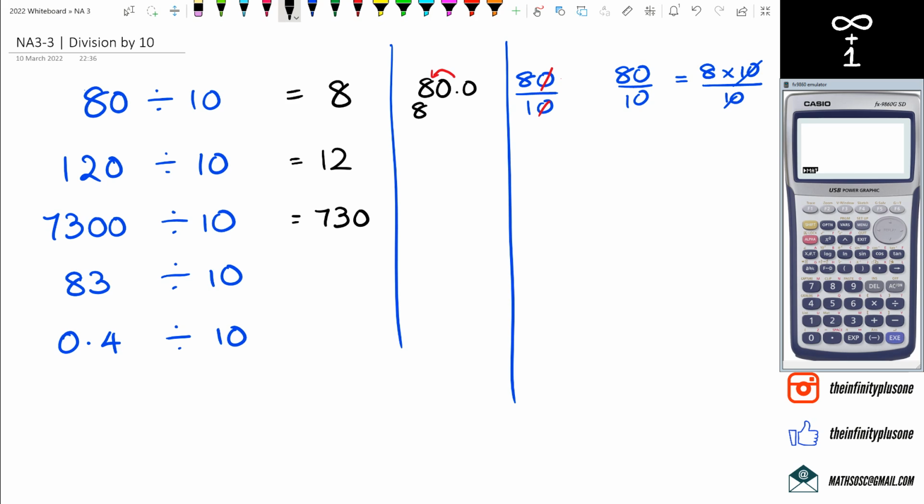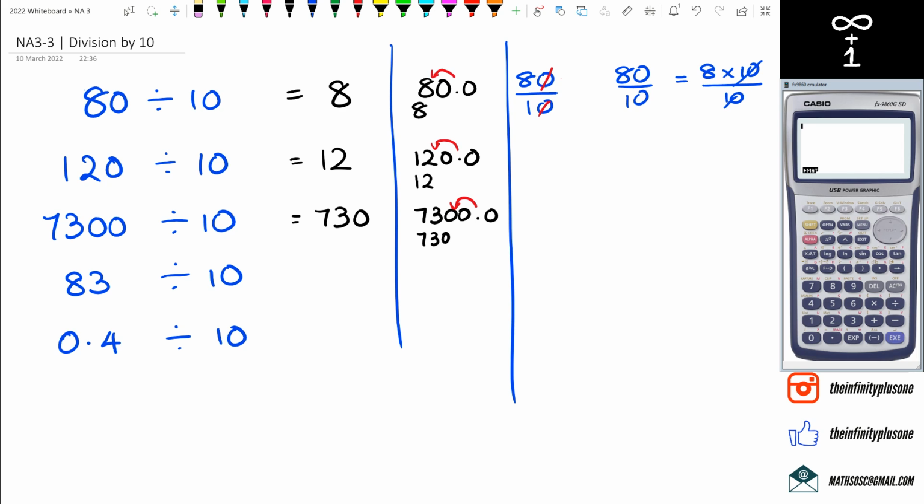When we have 120, we can write it as 120.0. Once again, because we're dividing by 10, that decimal point is moving one spot to the left, which means we're going to end up with 12.00. But again, we don't write the 0.00. We don't really care about it. So that's just 12. What about 7,300? Same idea, guys. 7,300.0, and the decimal point is moving one unit to the left. So our answer is going to be 730.00, but again, we don't write the 0.00.